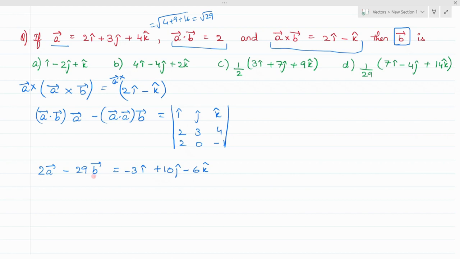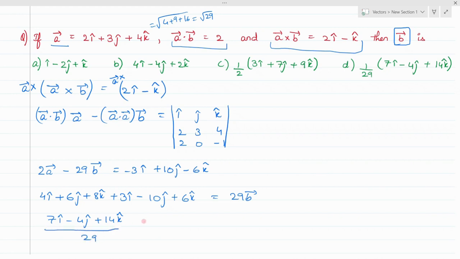So here we want B vector, right? So take this side. 2 times of A vector becomes 4 i cap plus 6 j cap plus 8 k cap. Negative of this becomes plus 3 i cap minus 10 j cap plus 6 k cap is equal to 29 B vector. It becomes 7i minus 4j plus 14 k cap by 29, that is B vector. So this is the required answer to this question.